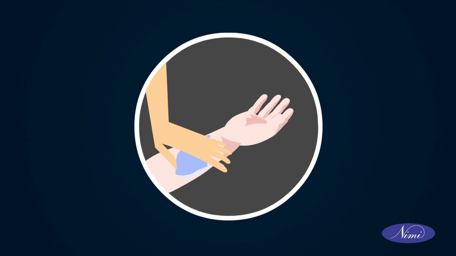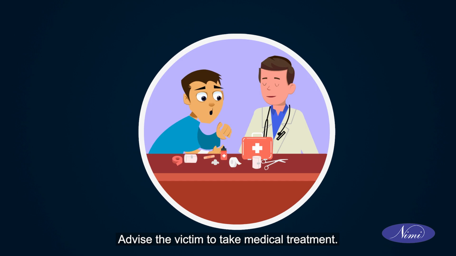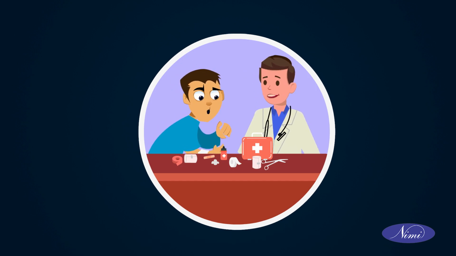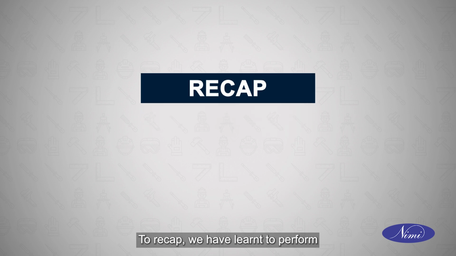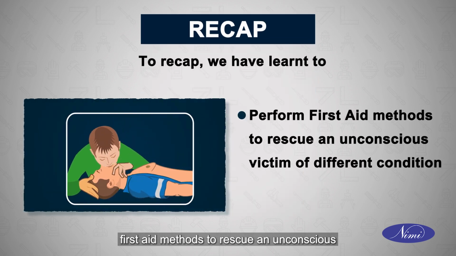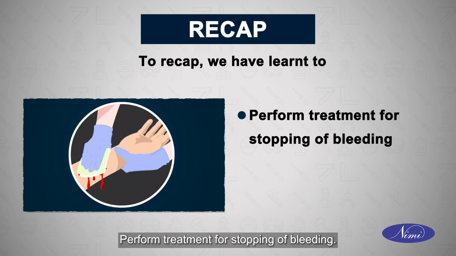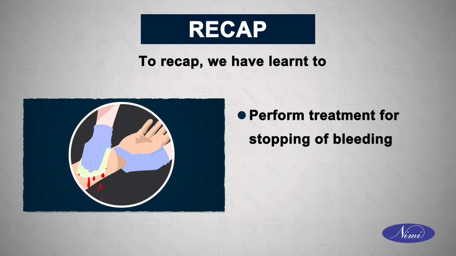Clean the wound. Bandage the wound with a pad of soft material. Advise the victim to take medical treatment. To recap, we have learned to perform first aid methods to rescue an unconscious victim of different conditions. Perform treatment for stopping of bleeding.